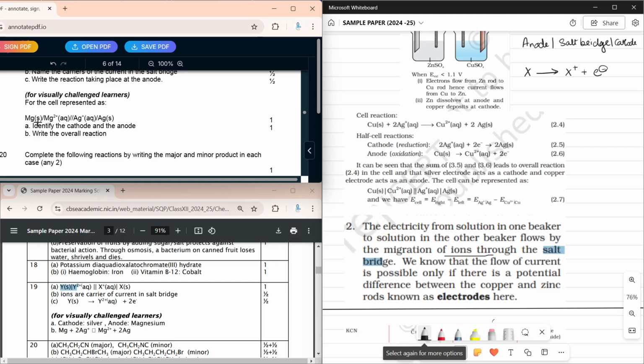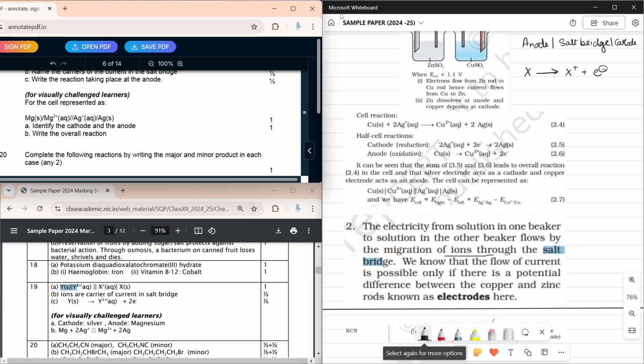Okay, the next question is for visually challenged learners. You have magnesium, Mg2 plus, Ag plus and Ag. We need to identify the cathode and the anode. And I just told you that when you have a representation like this, you're going to have anode on the left and cathode on the right. So the anode is going to be magnesium, which is on the left, and cathode is the silver. And we need to write the overall reaction. So Mg plus 2Ag plus gives rise to Mg2 plus 2Ag. Obviously, you'll have to balance out the equation.